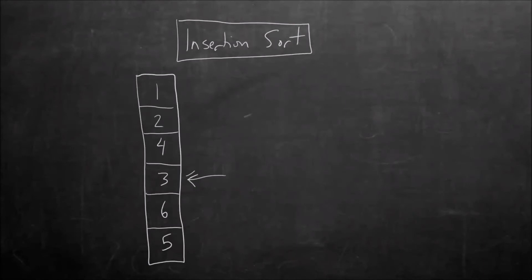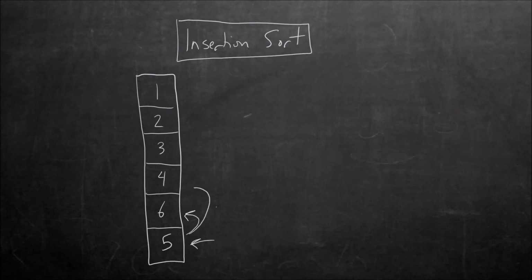We continue on this way until we reach the end of the array and have inserted each individual element into its sorted position. Six doesn't need to move at all. It stays right where it is. And we'll check the final element and swap it with 6. Now our array is fully sorted.